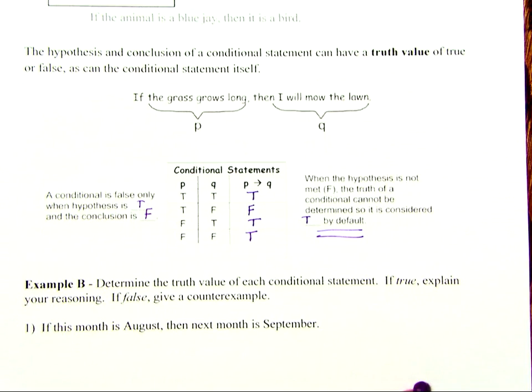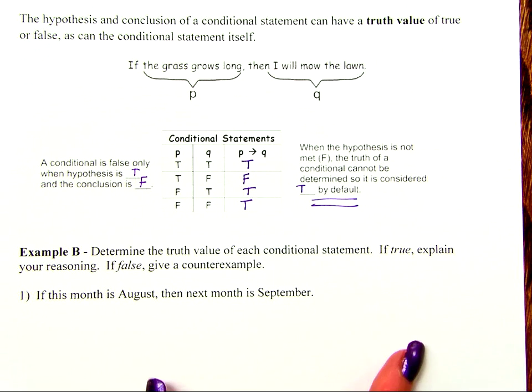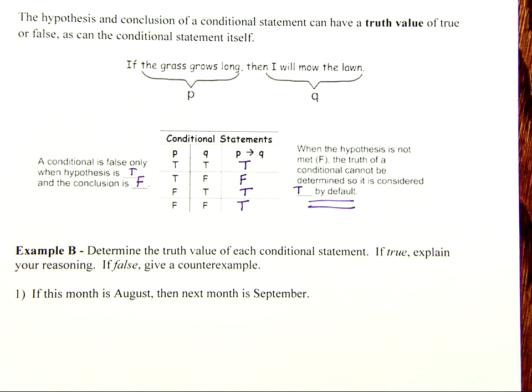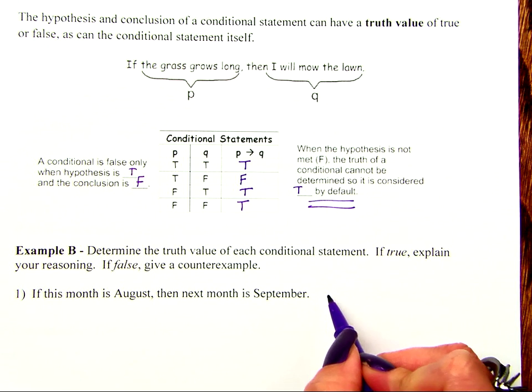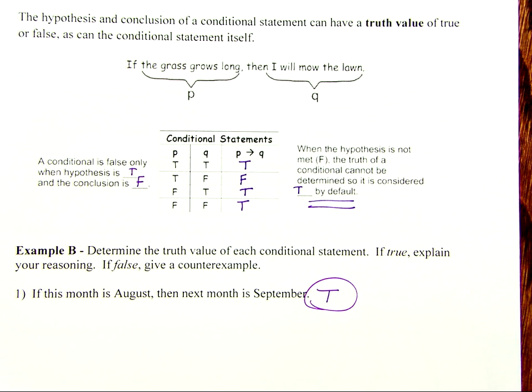In example B, we are going to look at determining the truth values of the given statements. Number 1: if this month is August, then next month is September. Reading these out loud definitely helps to determine if they make sense. If my month is August, that can be true. Then the next month is September, that would also be true. So overall, I have a true statement. My explanation might simply be that my hypothesis and my conclusion are both true.